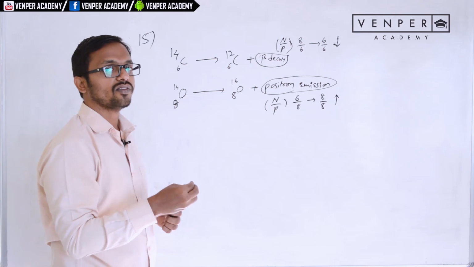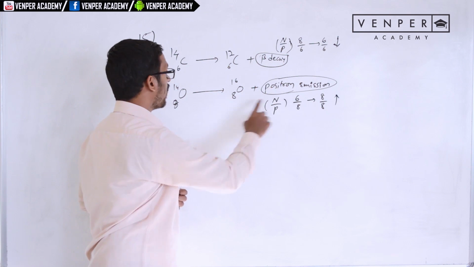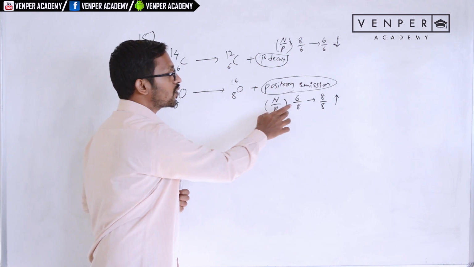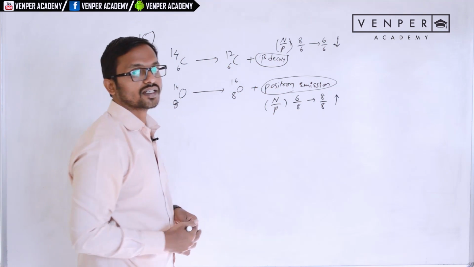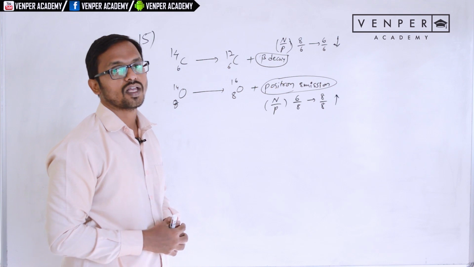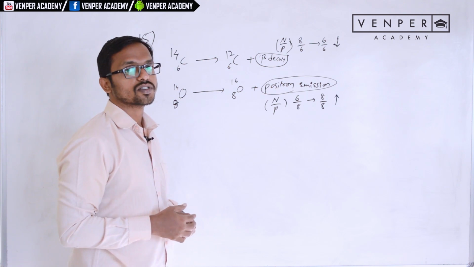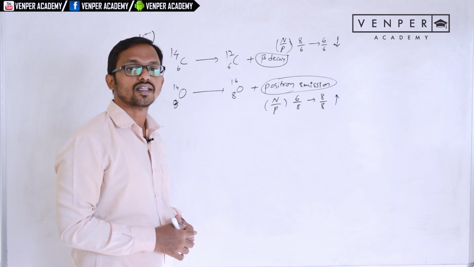Let's see how the N by P value is increasing here. Here the N by P value is 6 by 8 for this one and 8 by 8 for this one. So the N by P value is increasing. That is the reason why we are getting positron emission. So these are the two reasons for the beta decay and positron emission. In the given 4 options, option C is correct.